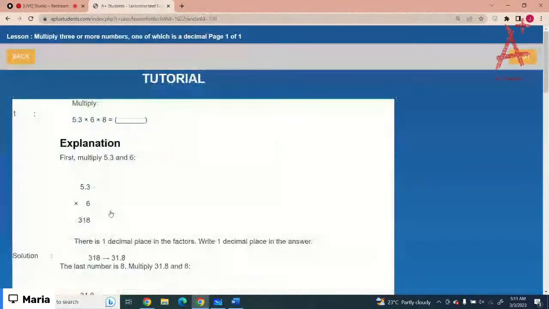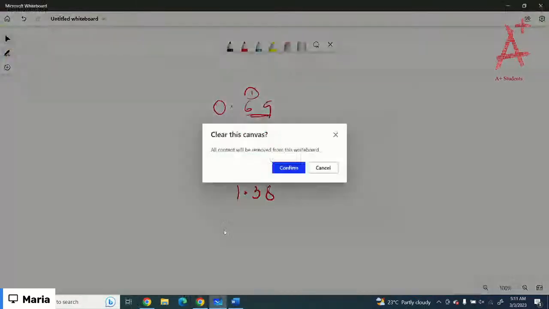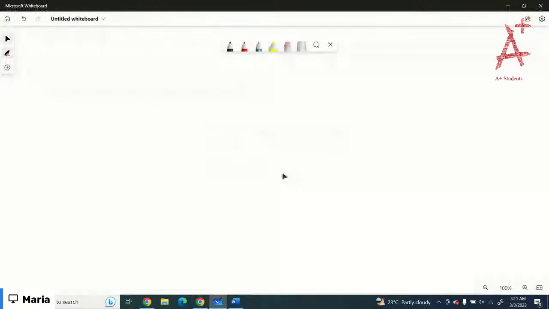Okay, you have to multiply three numbers. Got it? 5.3 times 6 times 8. Let's just start with the example. 5.3 times 6 times 8. Multiply two numbers first. Got it? Let's just multiply these two numbers, and you know how to multiply these two numbers. Let's just multiply 5.3 times 6.